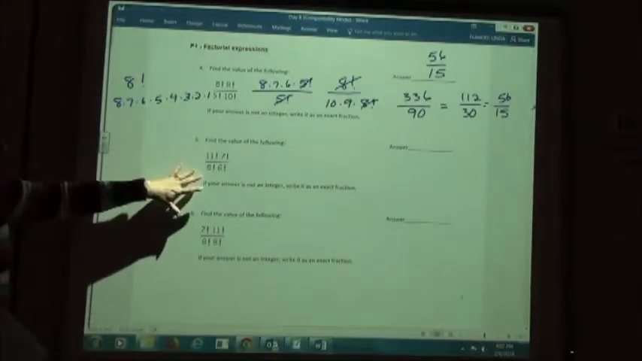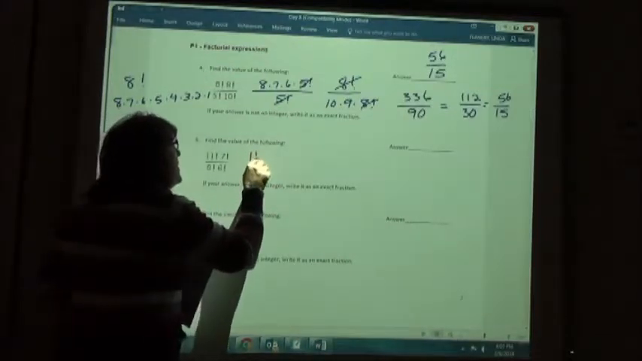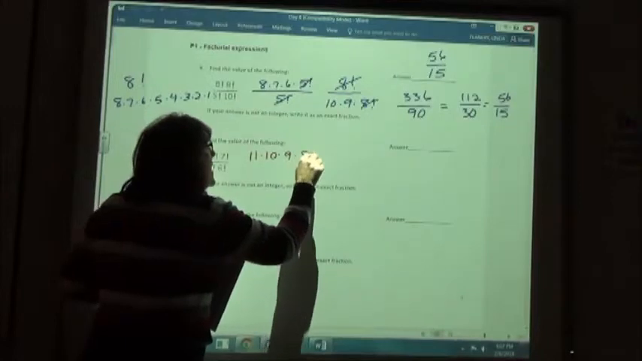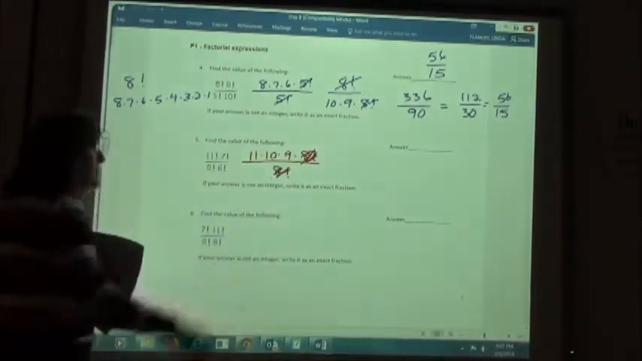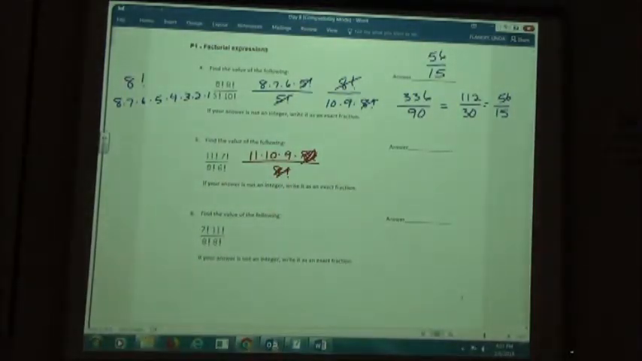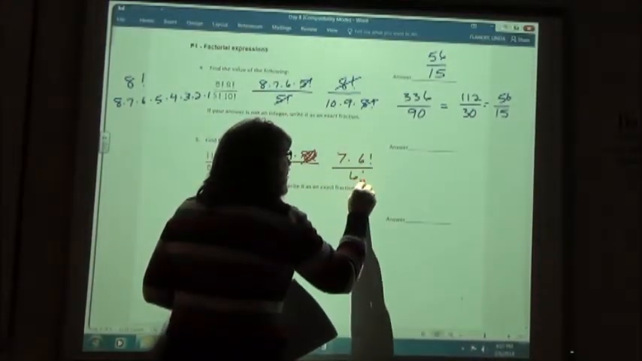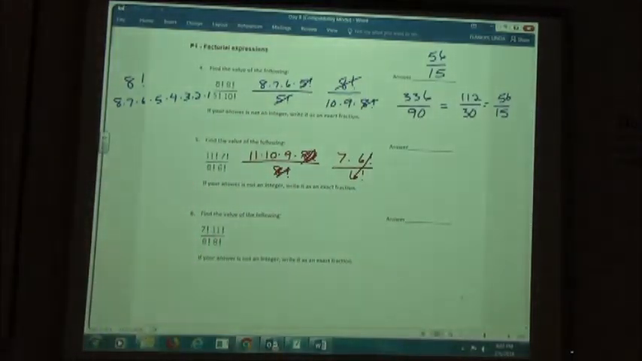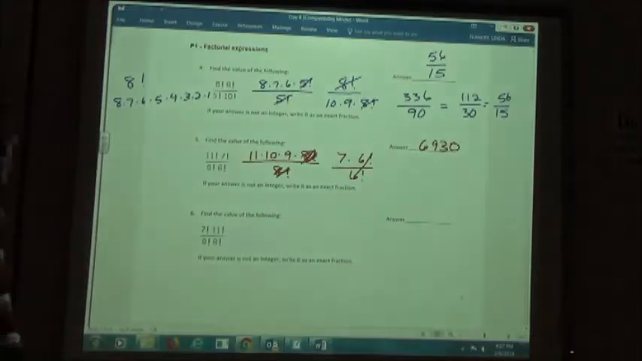So on number 5, 11 factorial is bigger than 8 factorial. So we're going to say 11 times 10 times 9 times that 8 factorial, which is then going to cancel out, right? On the other one, we have 7 and 6. Well, we would have 7 times 6 factorial, and the 6 factorial is going to cancel out. So what we end up with is 11 times 10 times 9 times the 7 from the other one, right? Which gave you 6,930. 6,930, nothing left on the bottom.